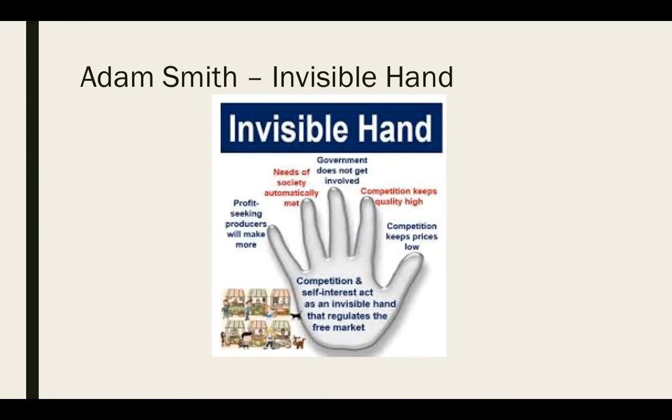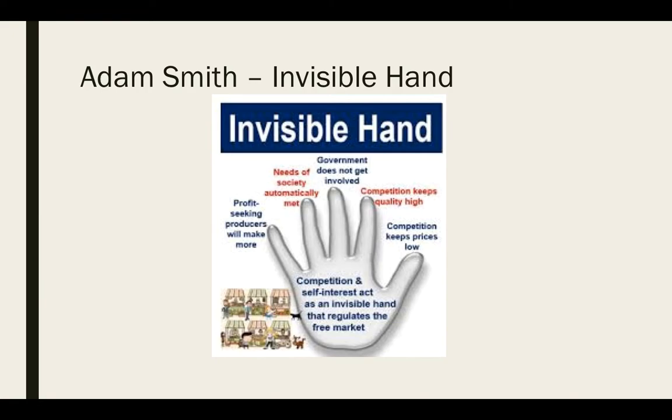And then the last thing we want to talk about here is Adam Smith and the invisible hand. You have seen this over and over again, hopefully by now. This concept is second nature to you. So Adam Smith is the father of capitalism, and he says that the motivating force in a free market is people pursuing their self-interest.